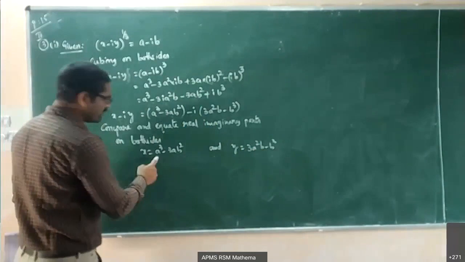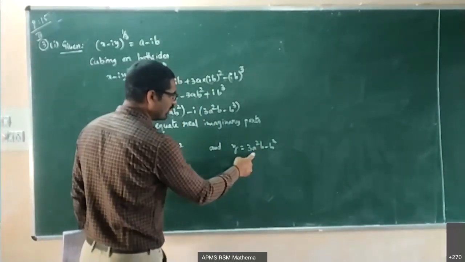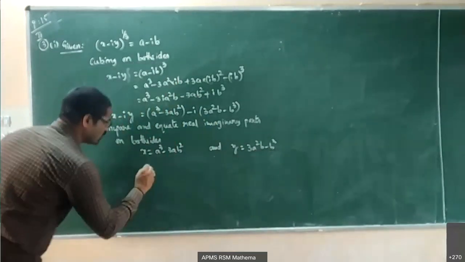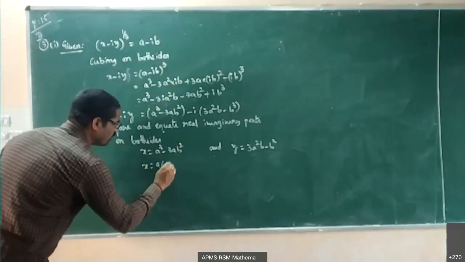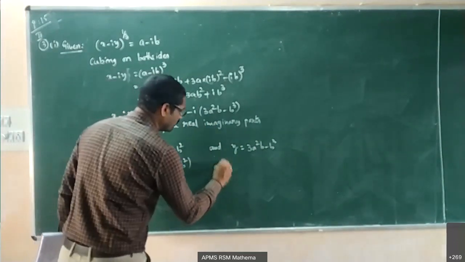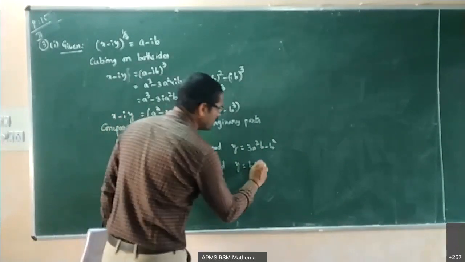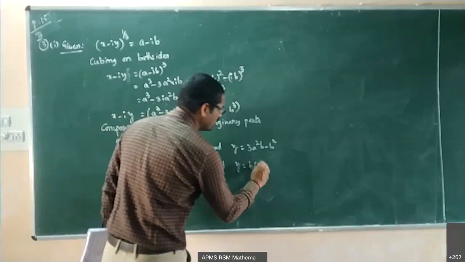If you observe this x value, you have a common. If you look here in y value, b is common. So x is equals to a into a square minus 3b square, and y is equals to, if I take out b as common, you get b into 3a square minus b square. Now, here a is getting multiplied with the other terms.